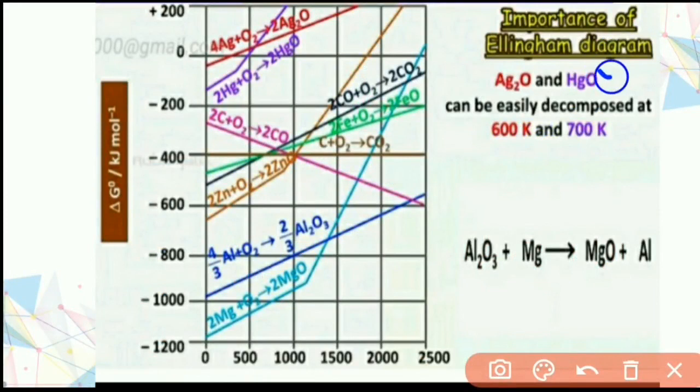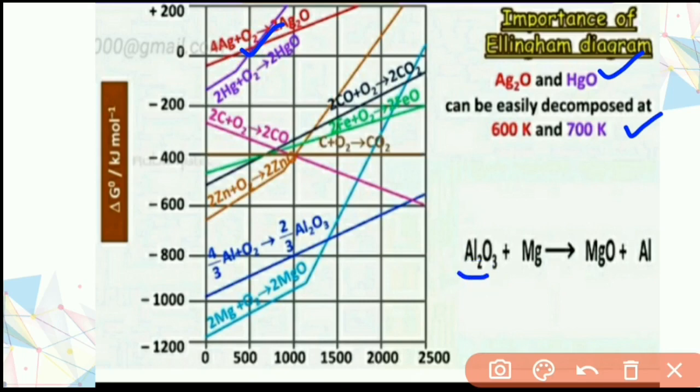Importance of the Ellingham diagram. Silver oxide and mercuric oxide can easily decompose at 600 Kelvin to 700 Kelvin because their del G value is less negative, and when we increase the temperature the stability of the oxide decreases and the del G value becomes positive. So they easily decompose at that temperature without using any reducing agent.